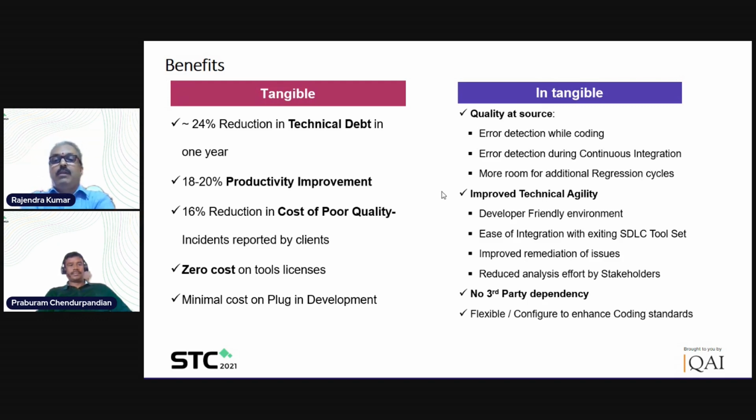Earlier, it used to take 5.5 days to complete a regression cycle. With this approach and this ideation implemented, we have reduced that from 5.5 days to 4.5 days. That means in the same period of 5.5 days, we can run an additional regression cycle. This is an intangible benefit which we have seen.